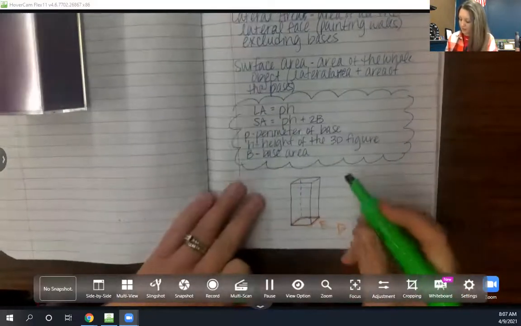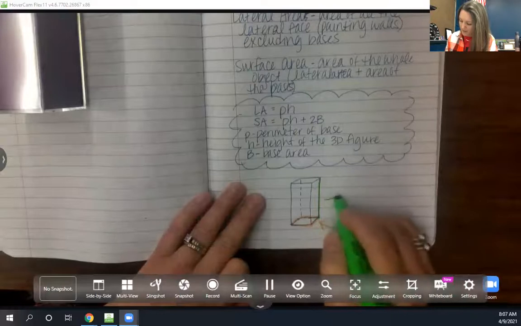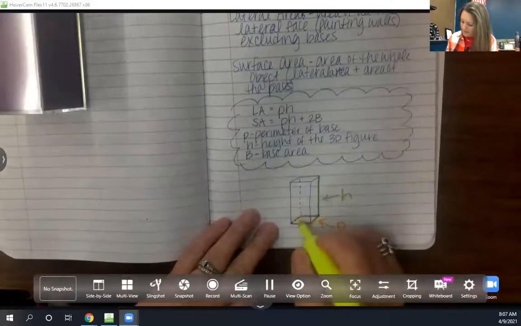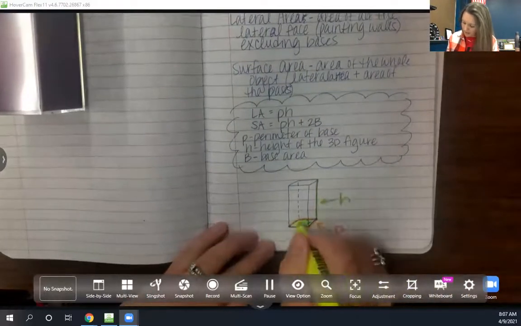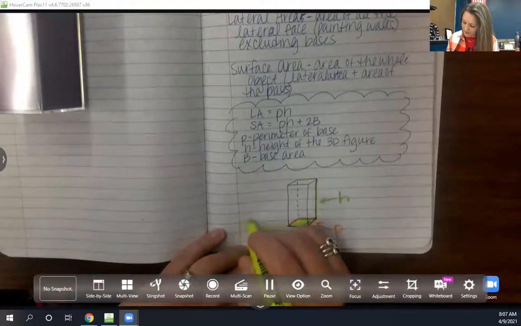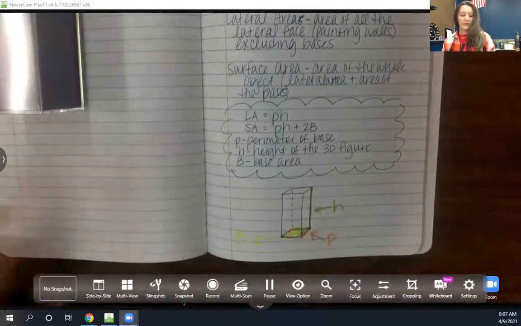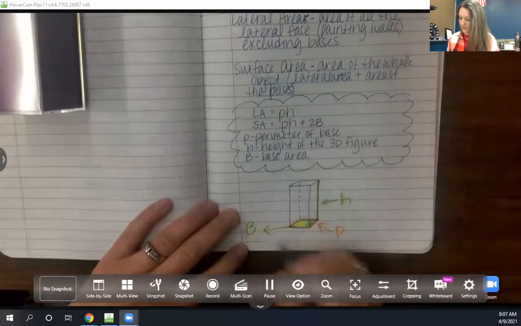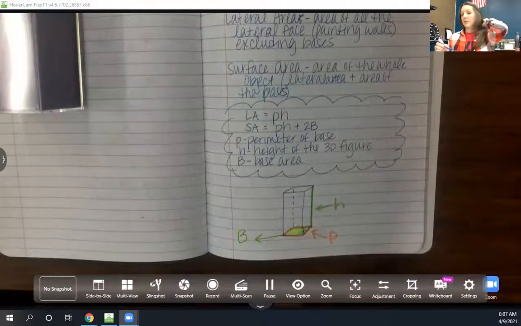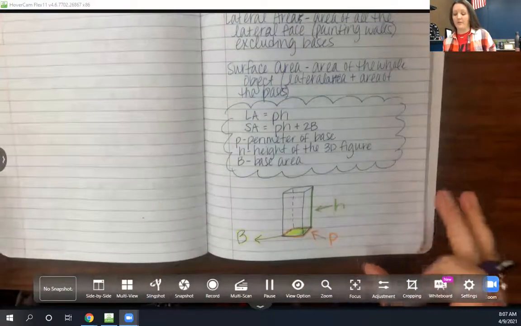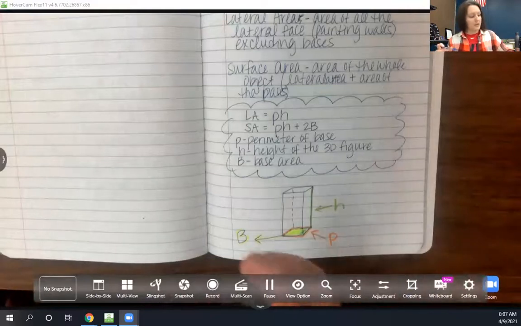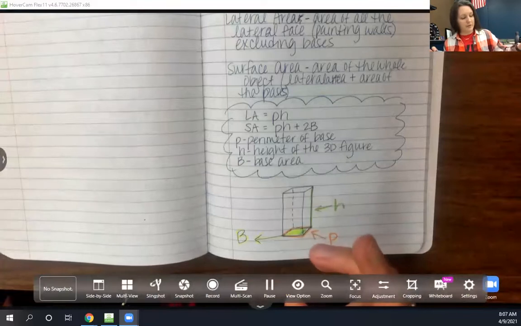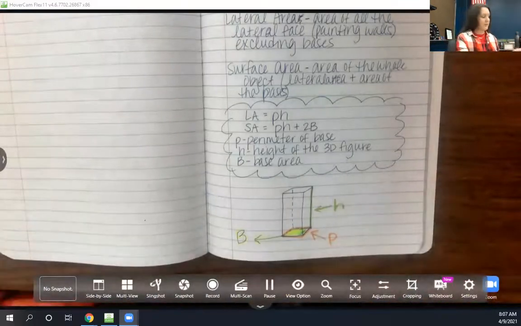Let's name this too. Here's the height. It's the height of the figure. That's the H, right? And then let's think about area. Base area is this yellow part, right? That's your big base area, if you can't see that. So think, big B doesn't mean just base length or whatever. Big B means base area, okay? So that's your quick help for those.